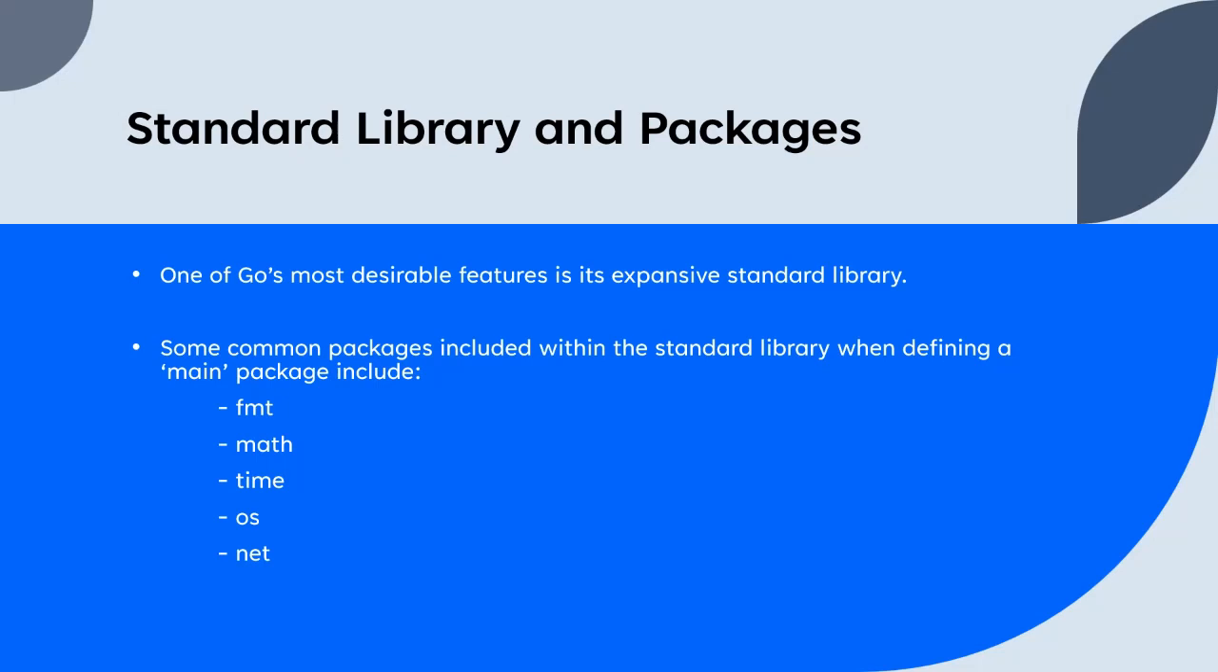You can import packages from the standard library with no extra resources just by typing import followed by the name of the package you would like to import, surrounded in quotation marks. Some common packages included within the standard library when defining a main package include fmt, or format, which includes basic input and output as well as string formatting, which is very similar to iostream in C++.